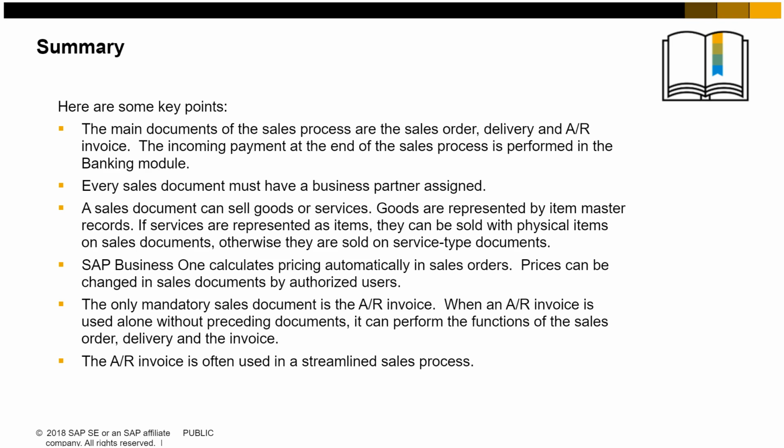Every sales document must have a business partner assigned. A sales document can sell goods or services. Goods are represented by item master. If services are represented as items, they can be sold with physical items on sales documents, otherwise they are sold on service-type sales documents. SAP Business One calculates pricing automatically in the sales order. Prices can be changed in sales documents by authorized users.